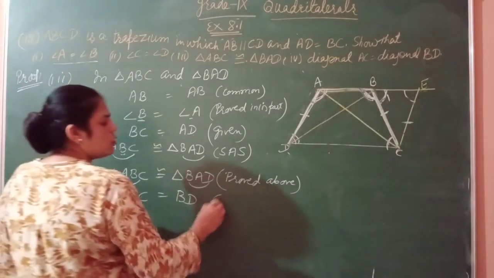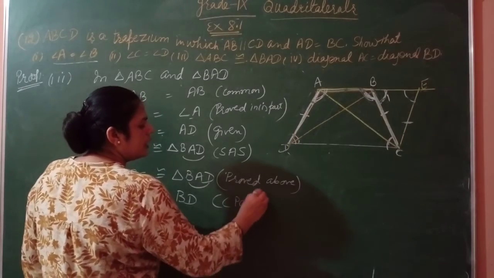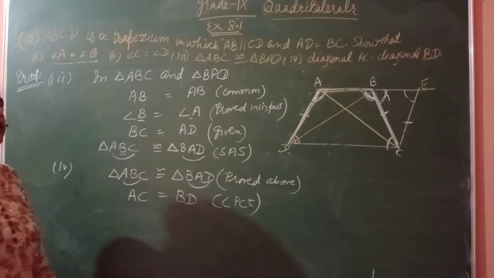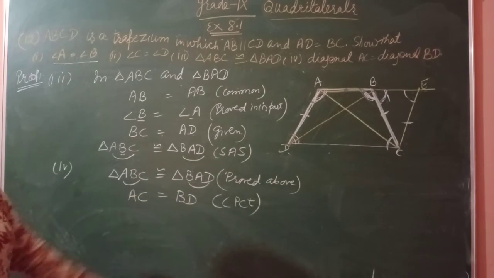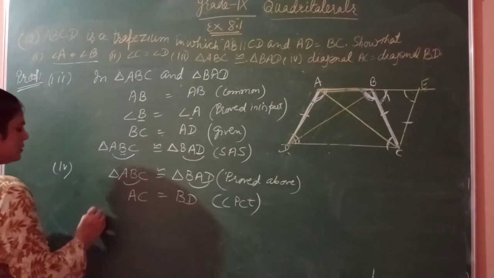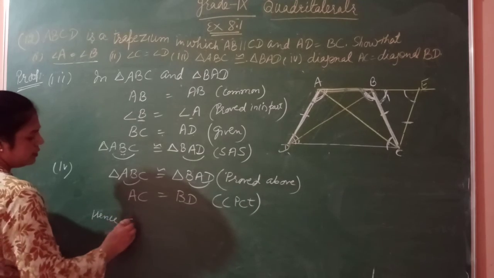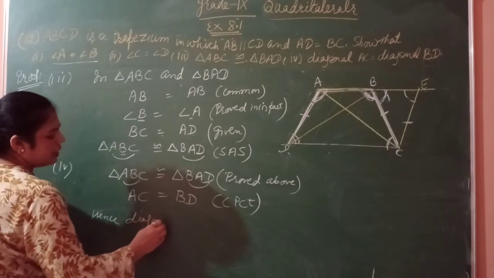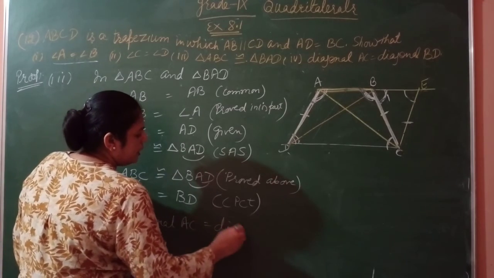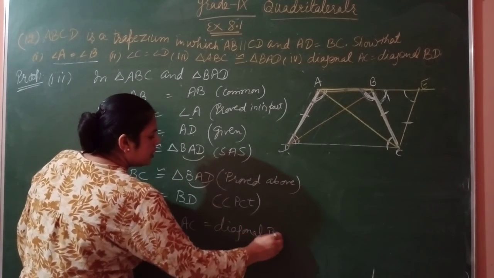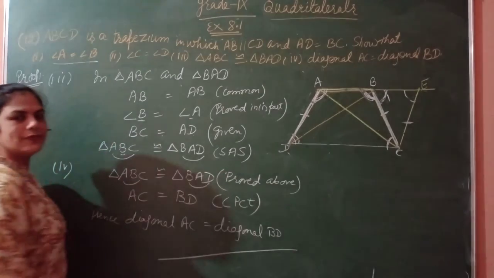Why? Corresponding parts of congruent triangles. Both triangles are congruent, so A corresponds to B, C corresponds to D, so these parts are also equal to each other. Hence diagonal AC is equal to diagonal BD. Clear? This we have to prove. Thank you.